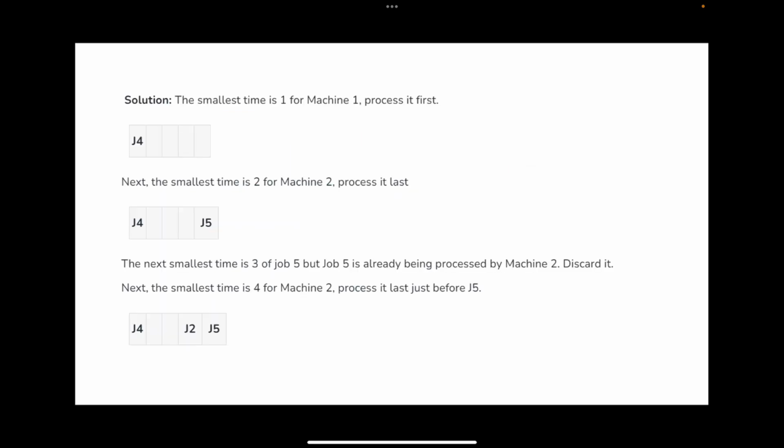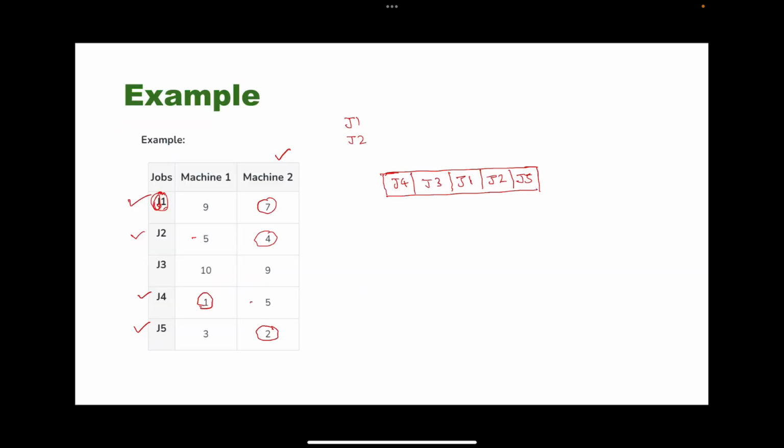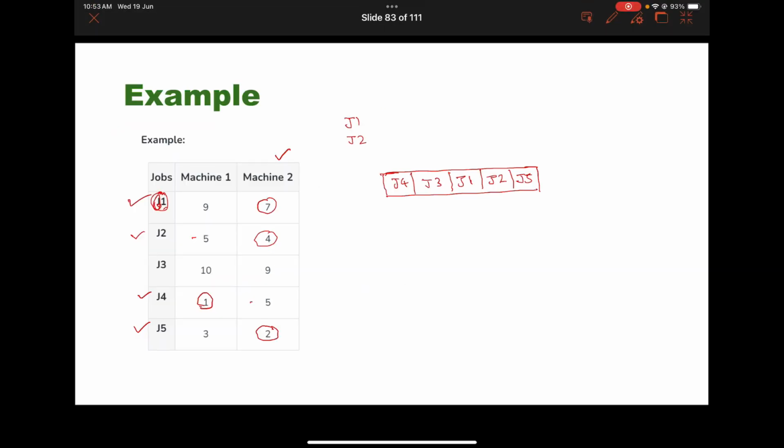Let us look at it once more. The smallest time is 1 for machine 1, so process it first. That is J4. I will just clear it.